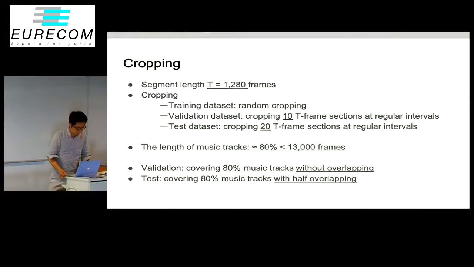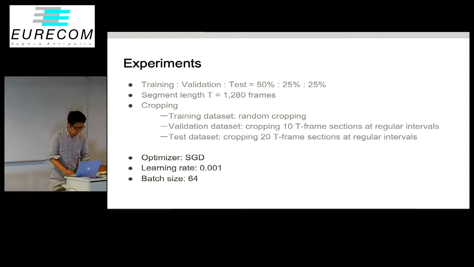We found that over 80% of the audio tracks are shorter than 1300 frames. So by our method, we can cover 80% of them without overlapping in the validation, and for the test we can get 50% overlapping, and there are other parameters.